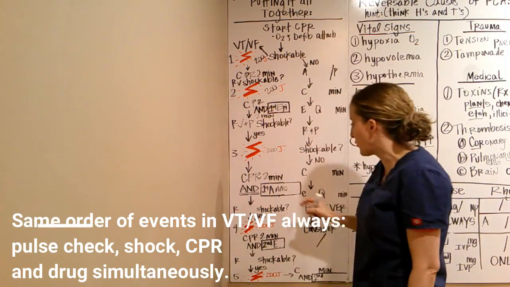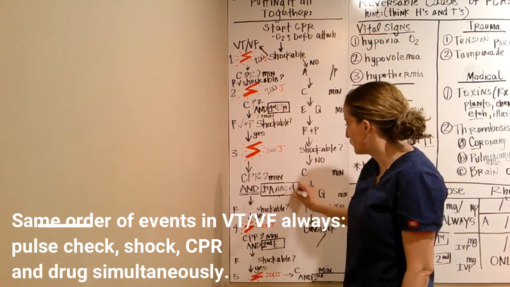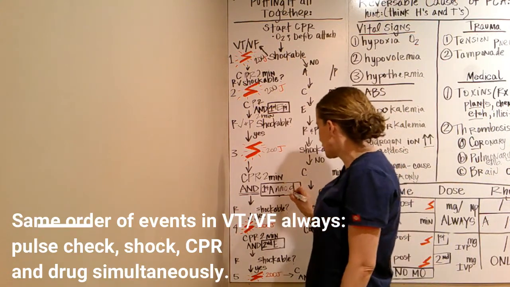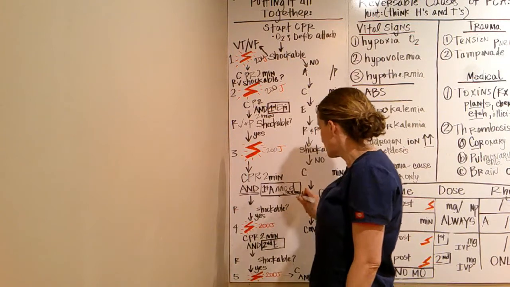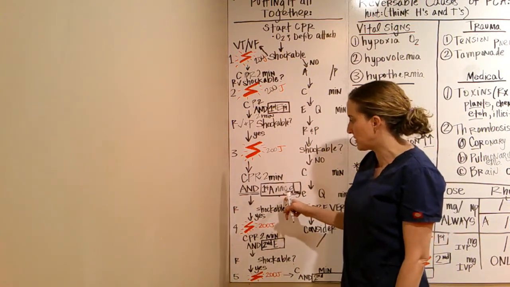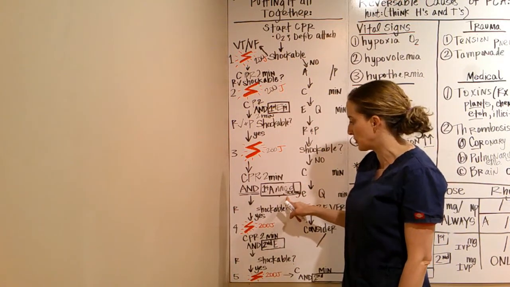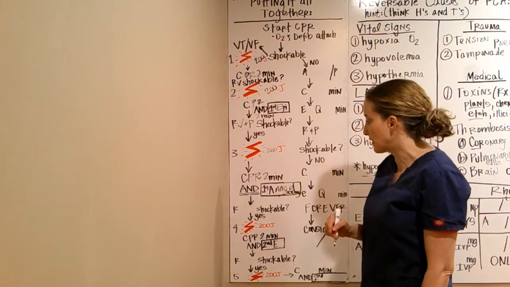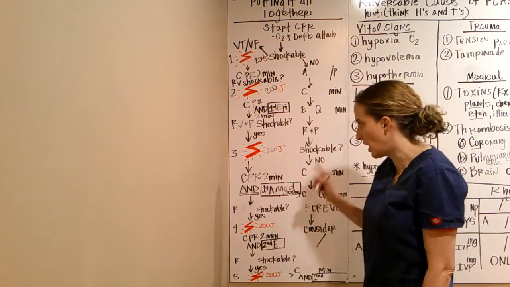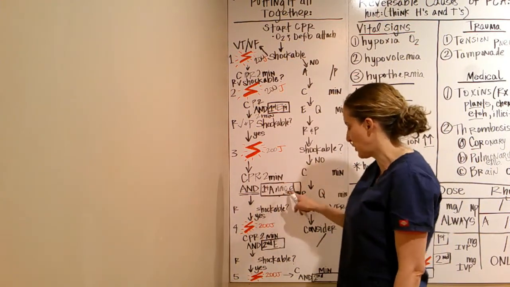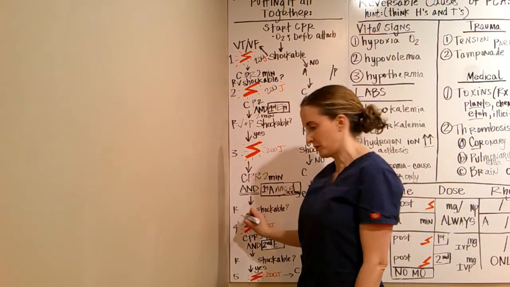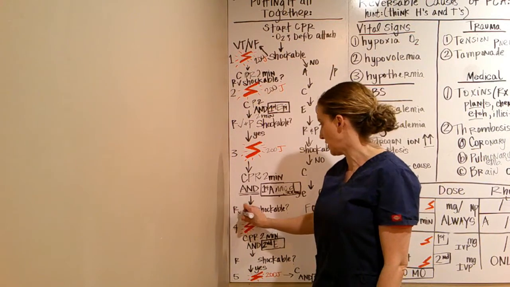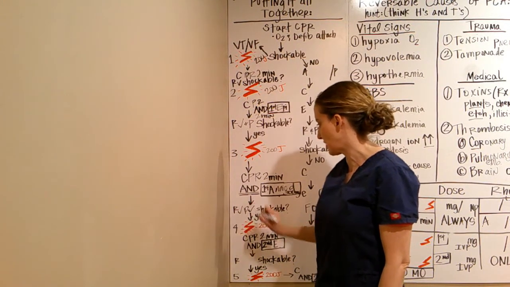Okay? So we give our first amiodarone, and that dose is 300 milligrams. So our first dose of amiodarone given after the third shock is 300 milligrams. Okay, then immediately after that third shock, we're doing CPR for 2 minutes. We've given our amiodarone. That's all happening at the same time.